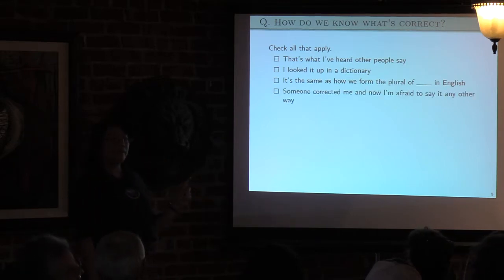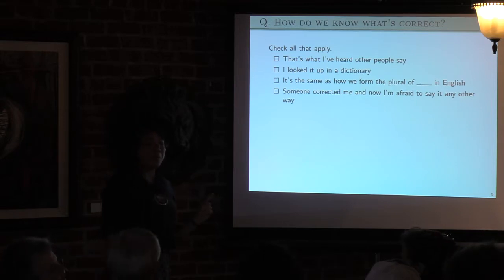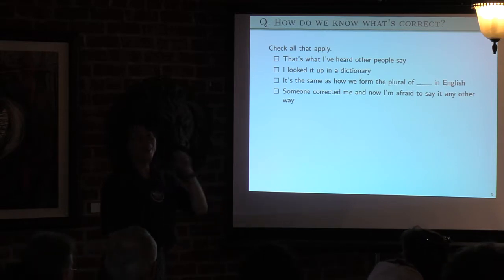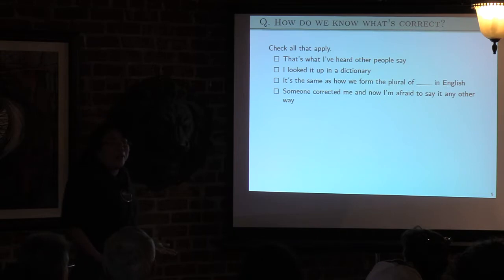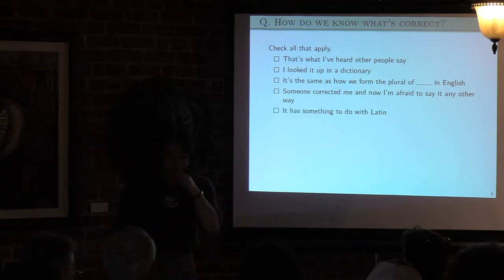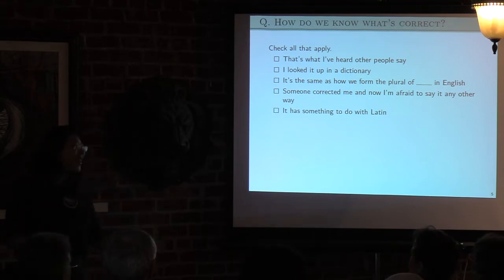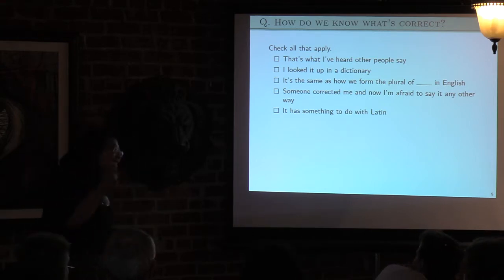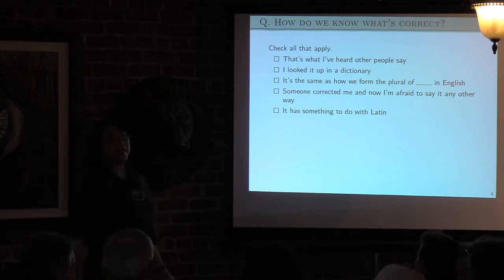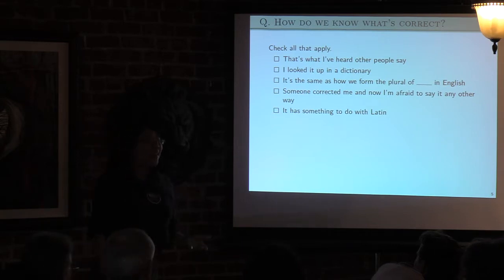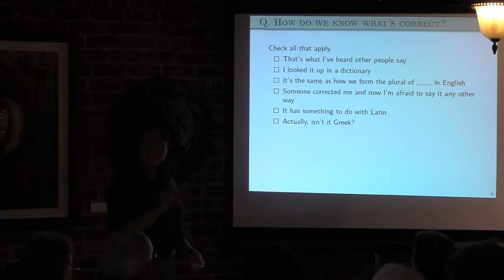Maybe someone a long time ago told you it was a thing, and you were like, oh, oops. And now you're afraid to do it any other way, right? And maybe when they told you it was that thing, they were like, it has something to do with Latin and declension, and I don't really know, but it's octopi, right? And then maybe they're like, actually, isn't it Greek?